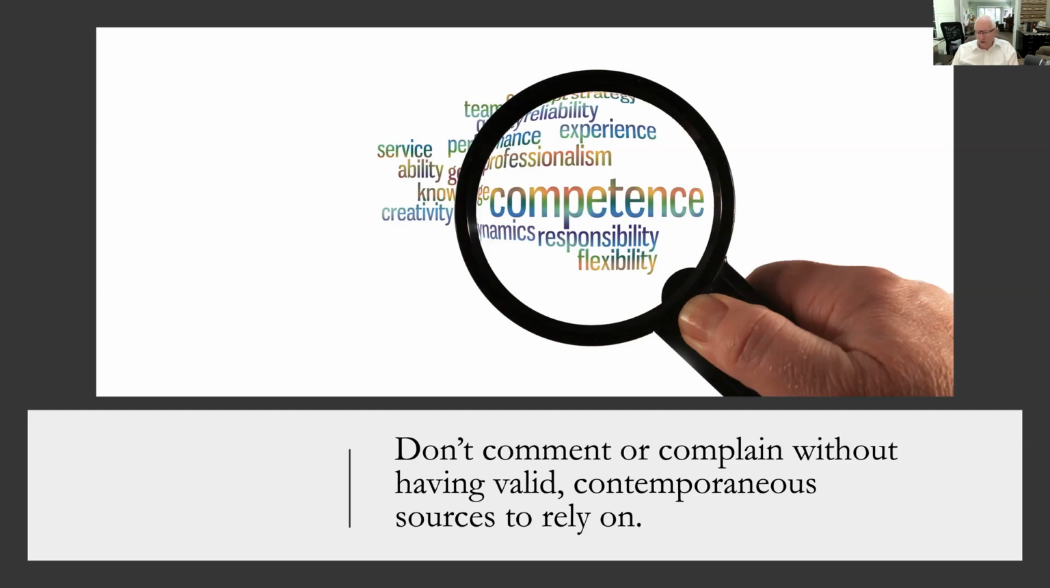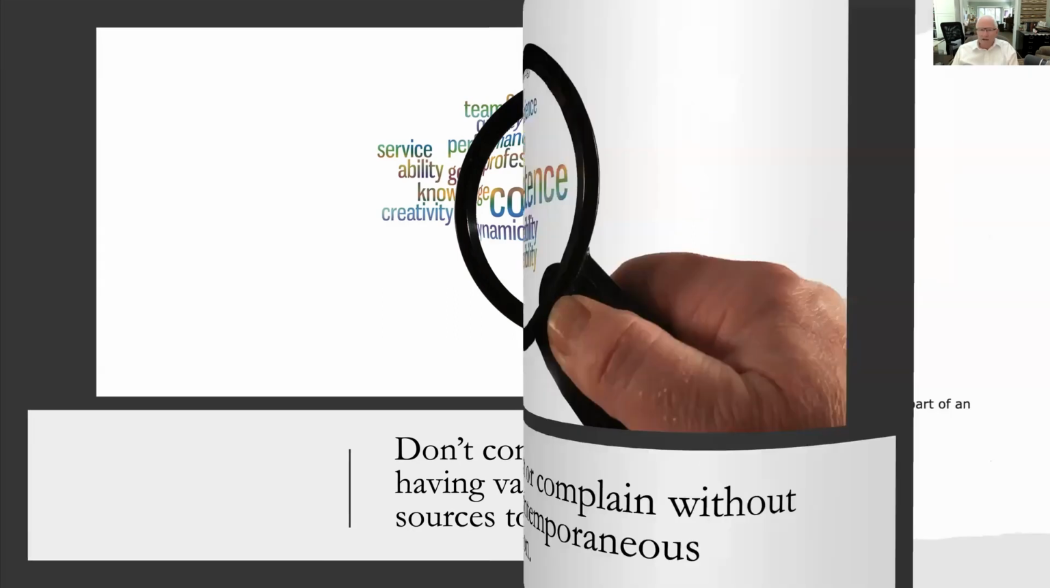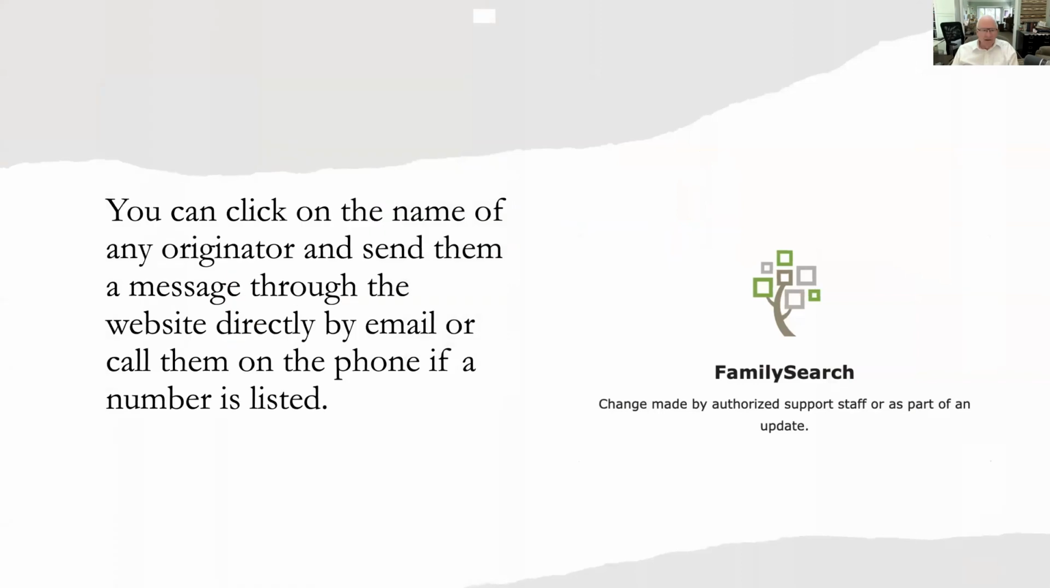And so what you do is what we do, and that is we communicate. We tell people, read the sources. Please read all the sources before you start making changes, and do all those kinds of things that you need to do to keep this going. You can click on the name of the originator of any change, and you can send them a message directly through the website by email, or call them on the phone if the number's listed. If they don't have any contact information, you could send them a message right through FamilySearch that'll pop up on their screen.